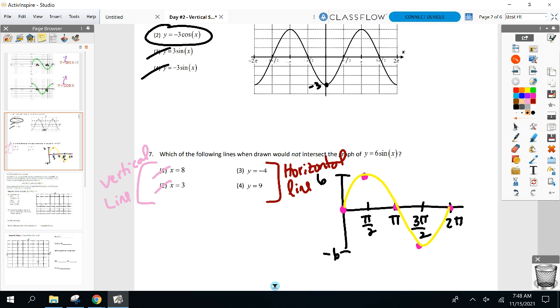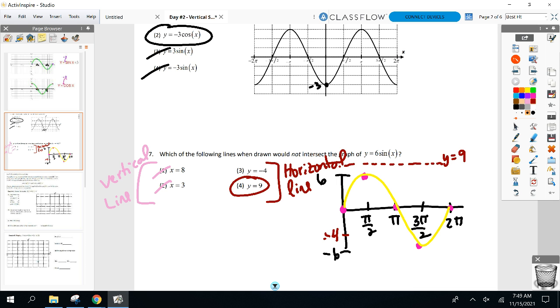All right, ready? Y equals -4. A horizontal line going through -4. Will it intersect the graph? Yes, because remember, -4 is right here. I draw a horizontal line through. It goes down to -6, so it's got to hit. But why won't 9 hit? Y equals 9. Because the max is 6. It only goes up to 6, right? 9's going to be up here. So that's never going to intersect.